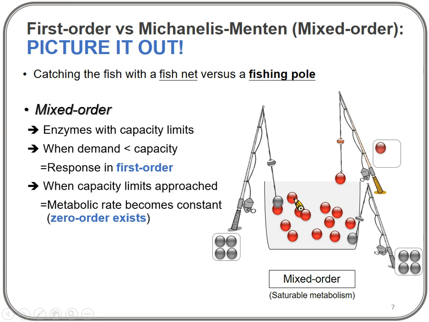each fishing pole is like the enzymes with capacity limits in the liver. When the removal demand is less than the capacity amount, the whole system works as responsive, as in first order. But when the capacity limit is approached, then the metabolic rate becomes more constant, getting slower and slower as the system gets towards saturation.